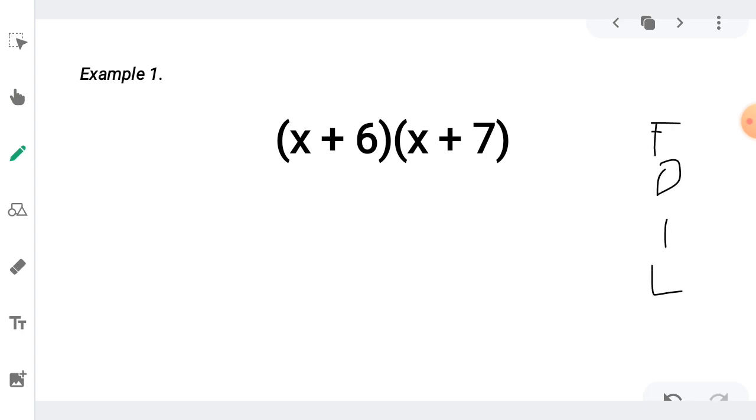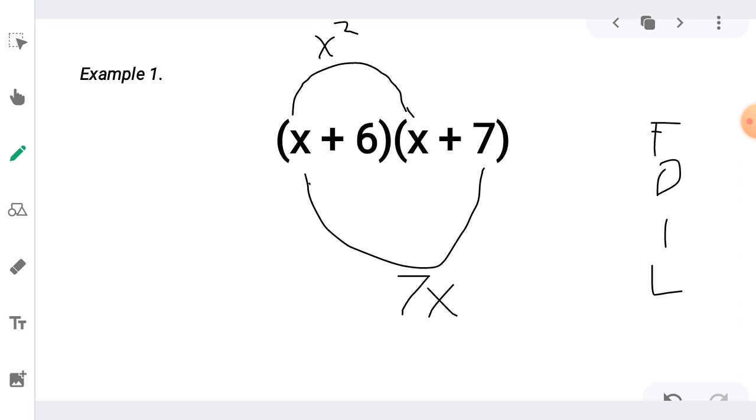In the FOIL method, F is the first step, followed by the outer, then the inner, and then the L, which stands for the last term or last step. First, how do we simplify the given problem? We apply the letter F, the first step, which is x times x yields x squared. Then the outer, which is the variable x multiplied by 7, yields 7x. Next is the inner, which is 6 times x, 6x, and the last, the two constant numbers, 6 times 7 yields 42.